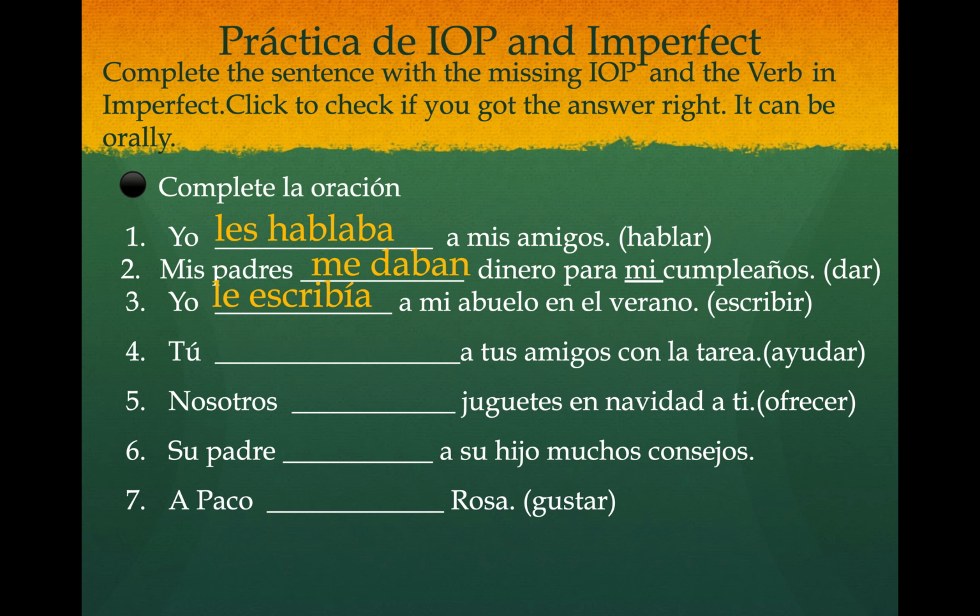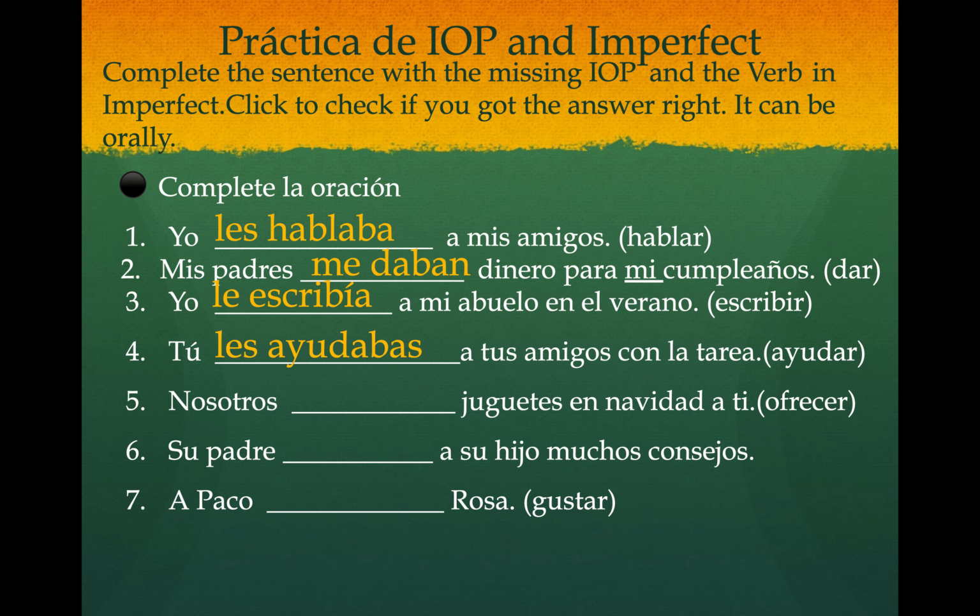Número 4, we use the same process. Tú is the subject. So I'm going to conjugate ayudar with the tú form, which means tú ayudabas. To whom I used to help. And then I'm going to find the letter A plus tus amigos, to your friends. So I'm going to use les, correct? Les ayudabas a tus amigos con la tarea. You used to help your friends with the homework.